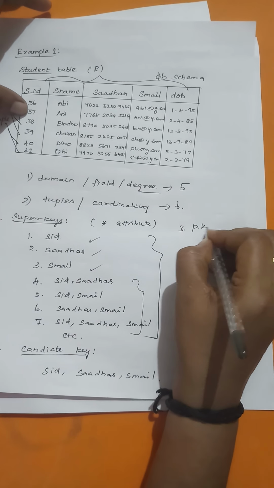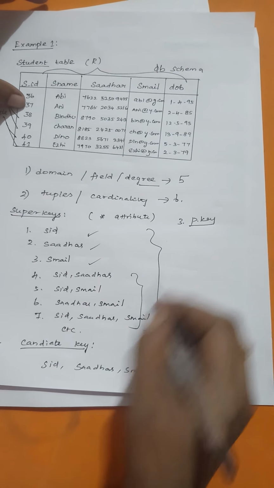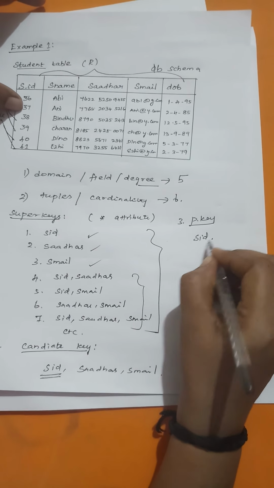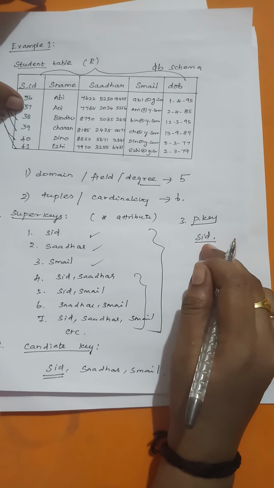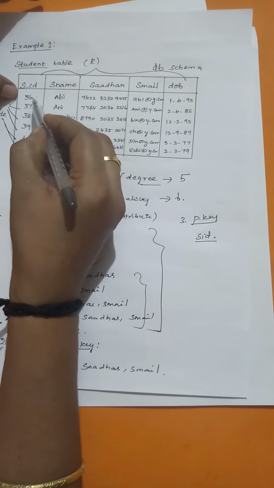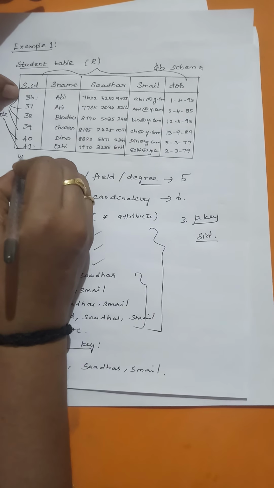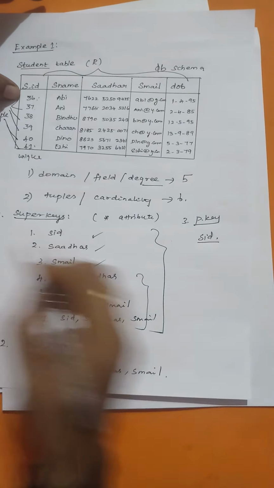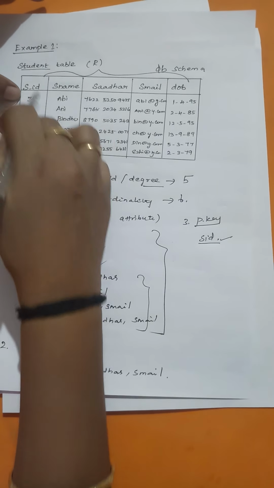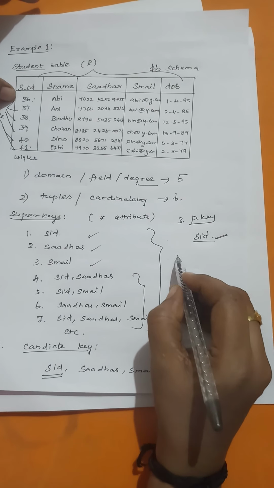Next key, primary key. One of the candidate keys is called a primary key. So here student ID is a primary key. So what is the rule of primary key? Primary key is a unique key. It cannot accept the null value. It's a unique key. So student ID is a primary key. It does not have null values. All the values are present here. So it is also satisfied. So that's all about primary key.